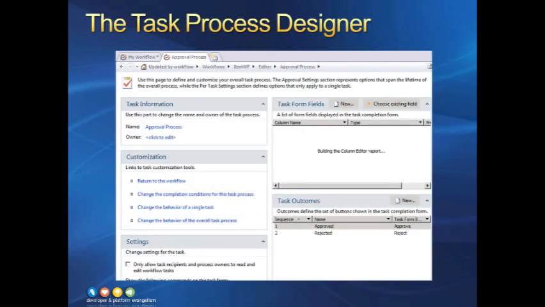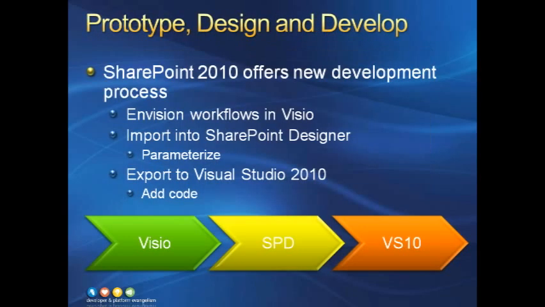Also, when it's time for me to create a task, there's a task process designer, which allows me to start with a fairly robust task that has an approved and rejected outcome, and I can easily add a new task outcome, which will put a new logic path and a new button on my task edit form. So lots of improvements.